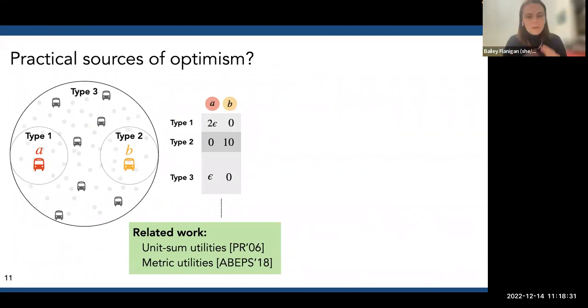Okay, great. So you might be thinking, well, you cooked this example. Things are probably not really that bad. There's some related work that makes some assumptions on the structure of voters' utilities that does get bounded distortion. And so we can look at those assumptions and see if they seem reasonable, and then maybe we'll conclude that this example is just really cooked.